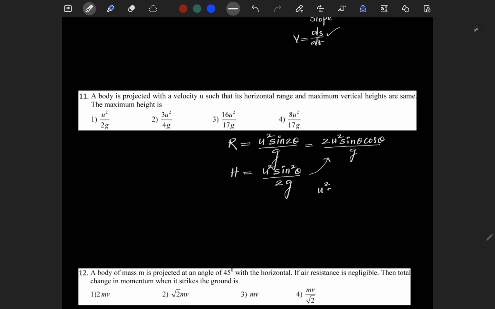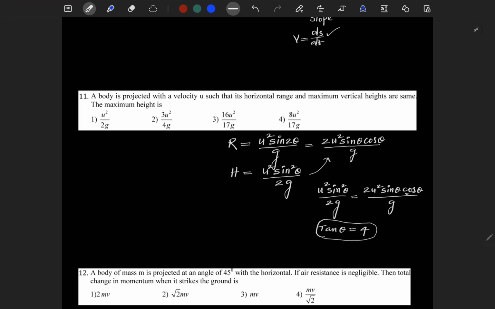So u square sine square theta upon 2g is equal to 2 times u square sine theta cos theta upon g. So g got cancelled and also u square got cancelled. One sine also gets cancelled. Then this cos comes to the other side, becomes tan theta is equal to 4. So tan theta is 4.